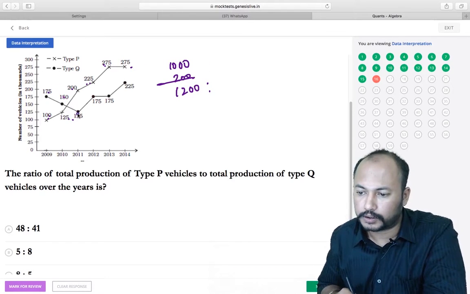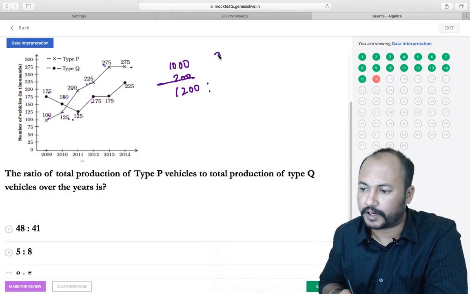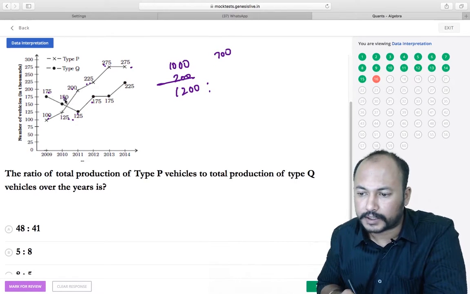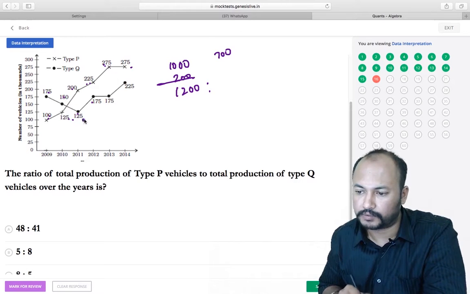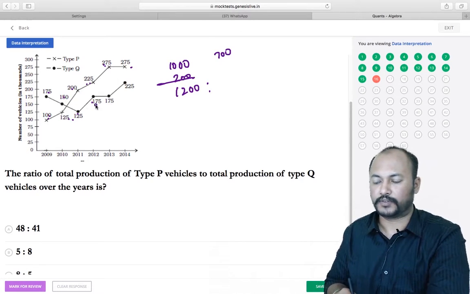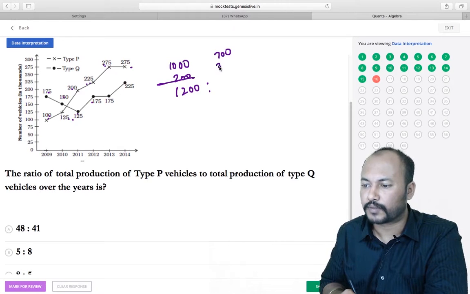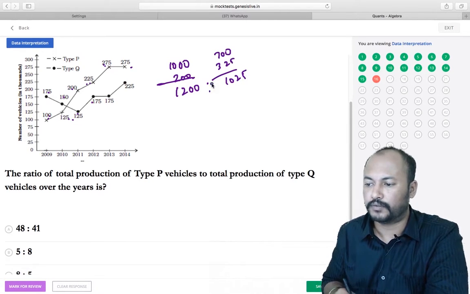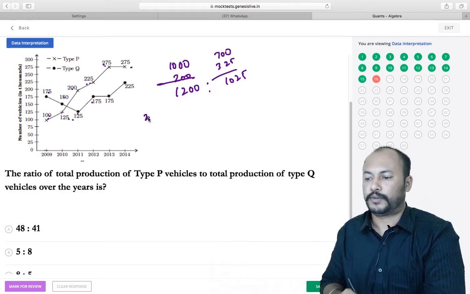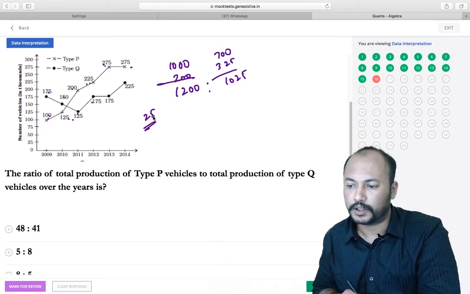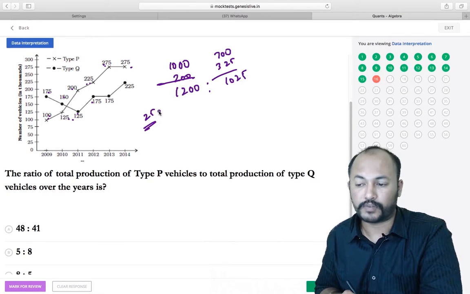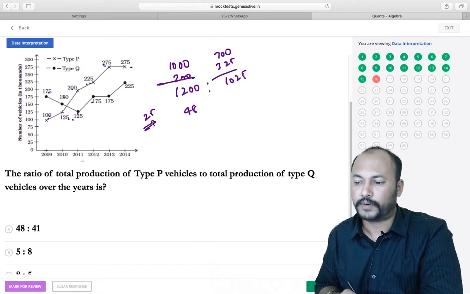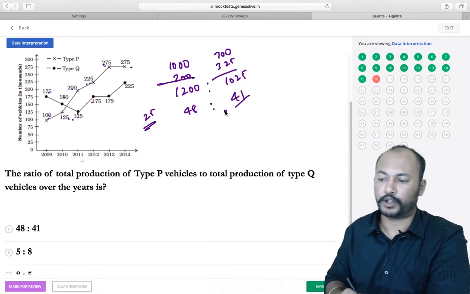What is Q? 1, 2, 3, 4, 5, 6, 7. So 700 initially, that is the hundreds. Then 75 plus 50, 125 plus 25, 150, 150 plus 75, 225, 225 plus 150, 375... and then 325. This is 1025. Ratio 1200 to 1025. I would like to divide by 25. So 1200 divided by 25 is 48, and 1025 divided by 25, 40 times 25 is 1000 plus 25, so it's 41. So the ratio is 48 is to 41.